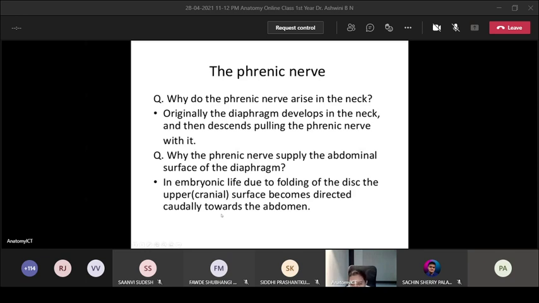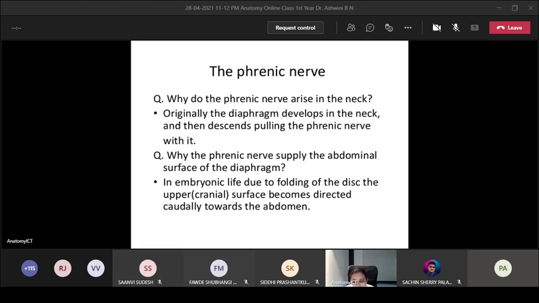The phrenic nerve, you might think it supplies the diaphragm. So why does it have a long course? Why has it not originated from the branches from the thoracic part of the spinal cord? Even though it supplies the diaphragm, during development the diaphragm is present initially in the cervical region. Then it descends downwards to its original position, that is in between the thorax and the abdomen.